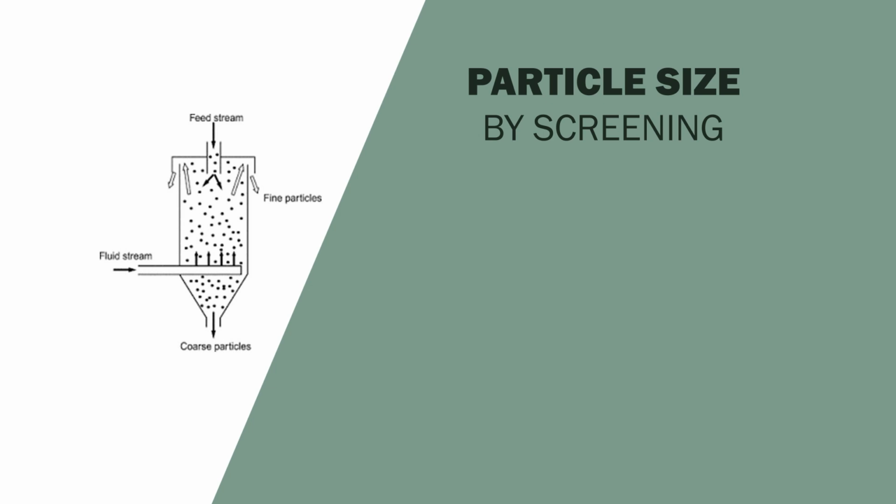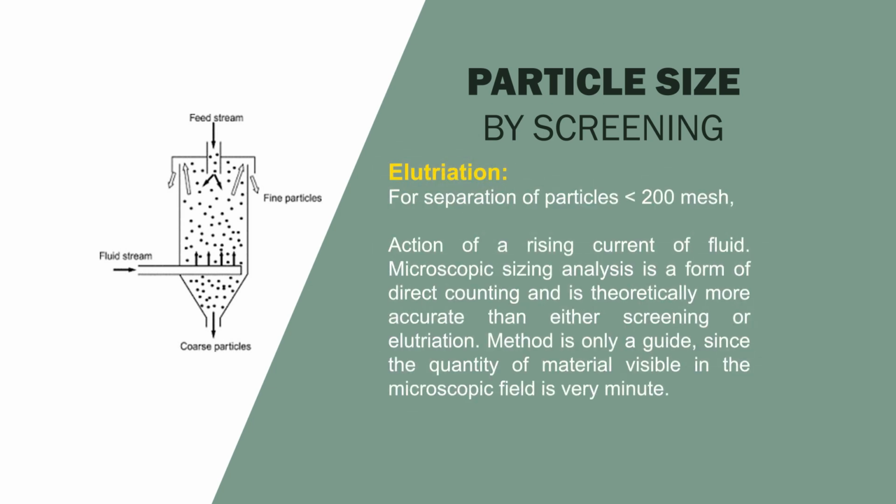You can also do it by elutriation. Elutriation is nothing but you flow the liquid from the bottom. So the heavier particles will go down, but the lighter will go up with the flow of liquid and separate. Basically, this is for less than 200 mesh, which is close to about minus 73 micron particle size. The bigger, denser particles will fall, but the smaller ones will flow along with the water and you can separate them.